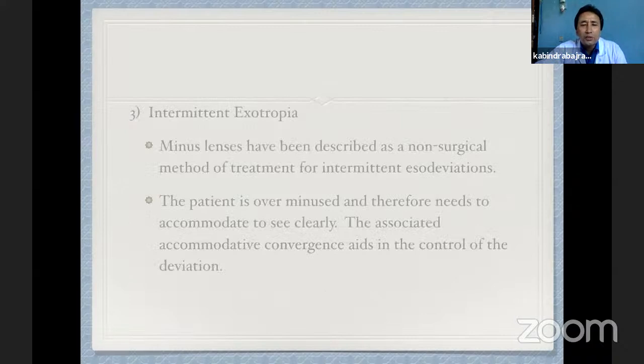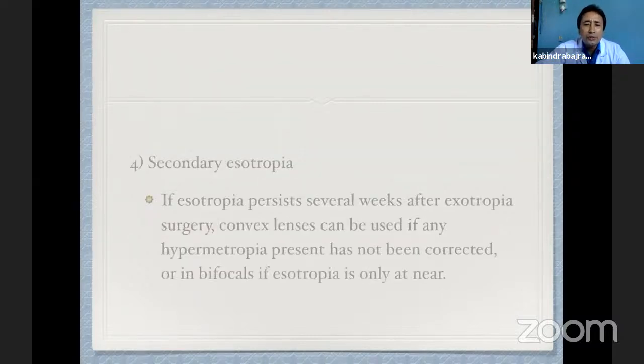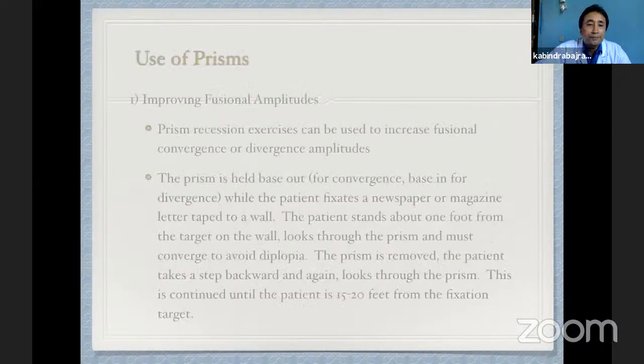In case of intermittent exotropia, minus lenses have been described as a non-surgical method of treatment. The patient is over-minused and therefore needs to accommodate to see clearly, and the associated accommodative convergence aids in control of the deviation. In secondary esotropia after surgery, if some part is remaining, we may need small convex lenses, and also if any hypermetropia present has not been corrected before, or bifocals if the esotropia is only at near.